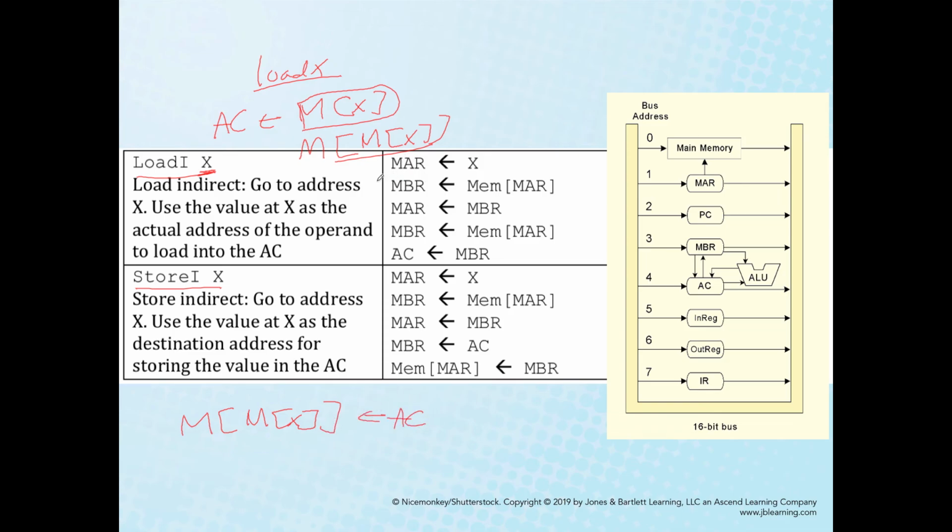So in the RTN notation, Load Indirect is that X is used as the address to read the data, and that one is the actual address. So that one is the actual address to read from the memory. Then that is stored into AC. Store I is the opposite operation.